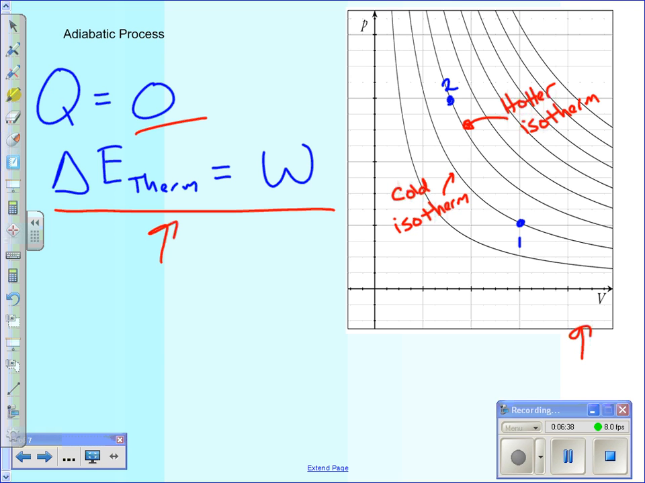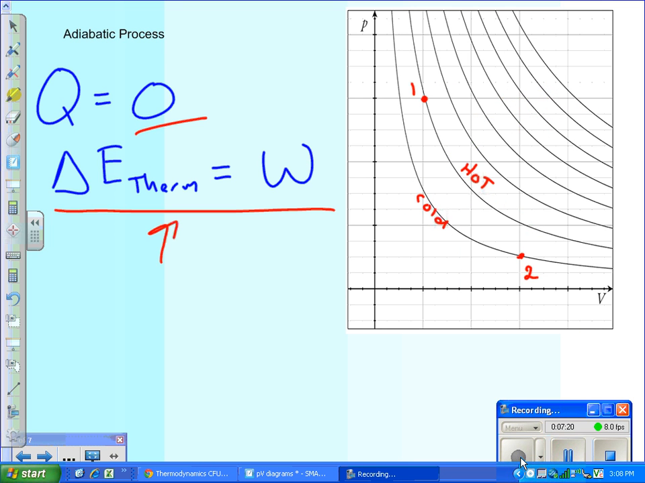Adiabatic compression, if we start at state 1 at this volume and we want to go to state 2 at this volume, we're compressing it. The volume is decreasing. So the path would look like this. But we also know from experience when we compress a gas, it heats up. So an adiabatic process is also going to be a curved line because we still have that inverse relationship between pressure and volume. But the curve will actually go across isotherms. So when we compress it, we expect it to warm up. We should go from a colder isotherm, which is this one, to a warmer isotherm.